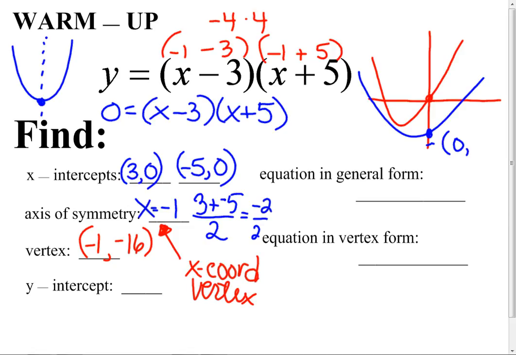If x is 0, what happens to this x here then? Becomes 0. So you get 0 minus 3 and 0 plus 5. What does that give me? What's 0 take away 3? -3. What's 0 plus 5?